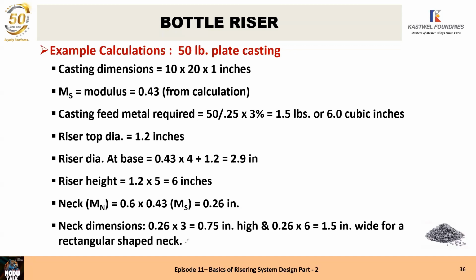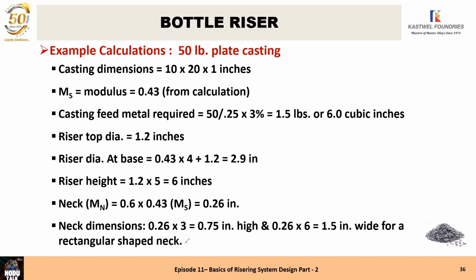2 times A into B divided by 2 times A into B minus C. The casting feed metal requirement is a formula we gave you. It comes out to be 1.5 pounds or 6 cubic inches, because the density of the metal is 0.25 pounds per cubic inch. Riser top diameter is 1.2 inches. Riser diameter at the base is 1.2 times the riser top dimension.